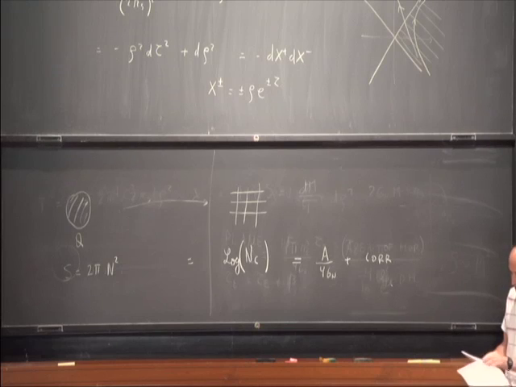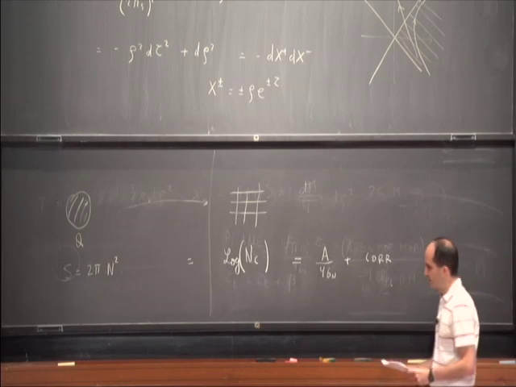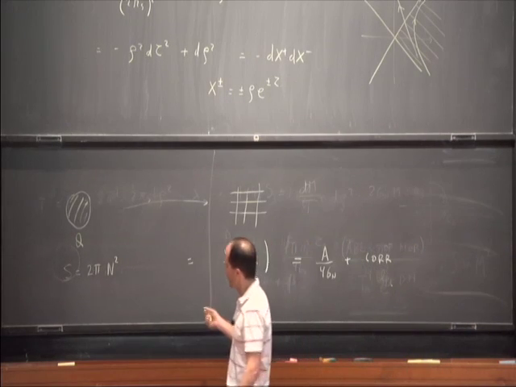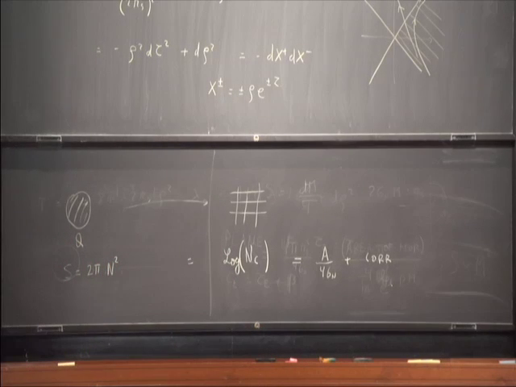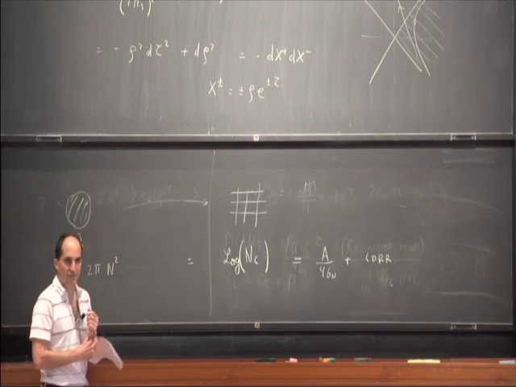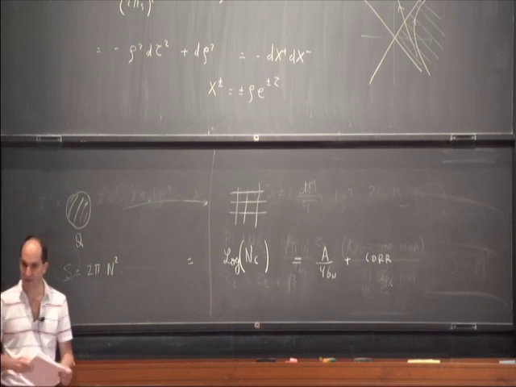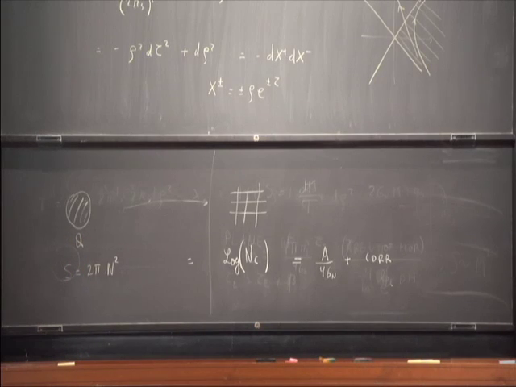Okay. So this is some evidence that this area formula is really counting the microstates of the black hole. It's also non-trivial evidence that string theory is a consistent theory of quantum gravity, describing black holes in a consistent way. So this is a check that goes beyond string perturbation theory as described yesterday by Ed Witten.